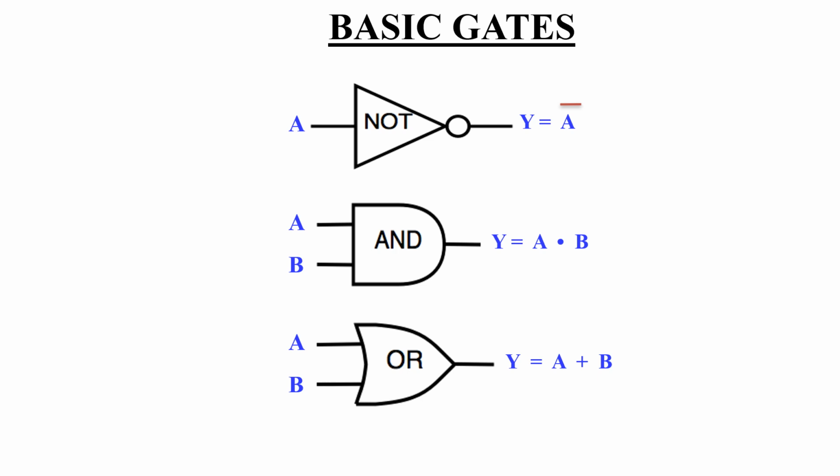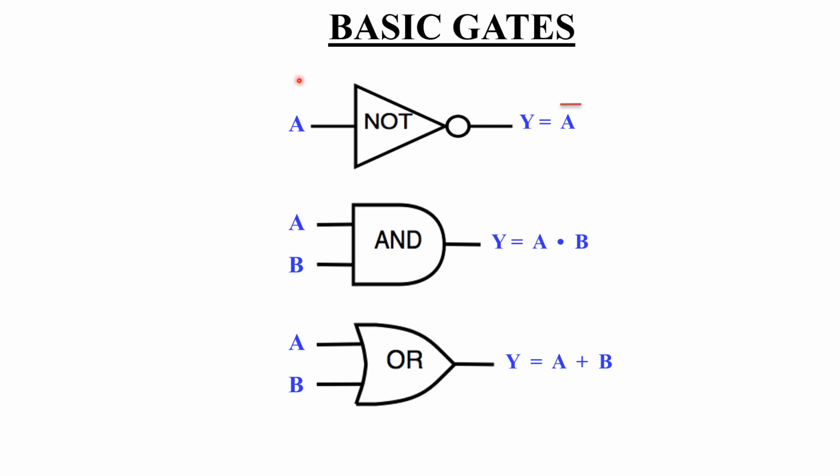In the previous episode of digital electronics, three basic gates were discussed: NOT gate, AND gate and OR gate. The Boolean equation for the NOT gate is Y = A bar, for the AND gate Y = A and B, and for the OR gate Y = A plus B.